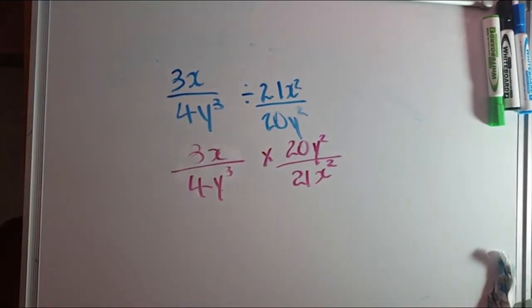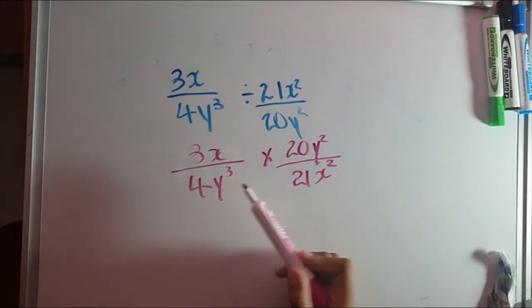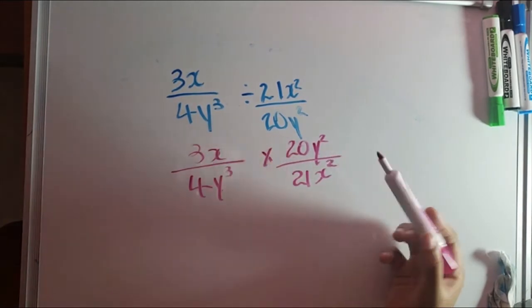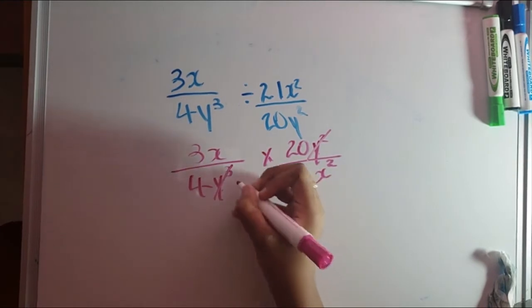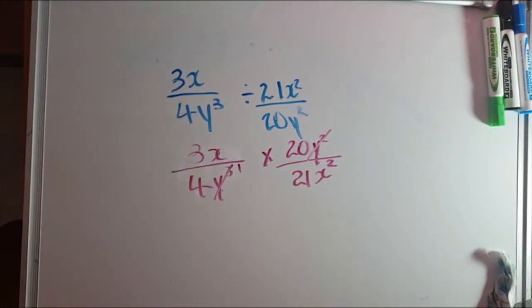So we're saying, okay, what do we do next? The first thing that we're going to do is go through and cancel out some of these x's and y's. So just at a glance, we have y cubed here and then we have y squared. So we can cancel this and then we'll just have y to the 1, or just y.